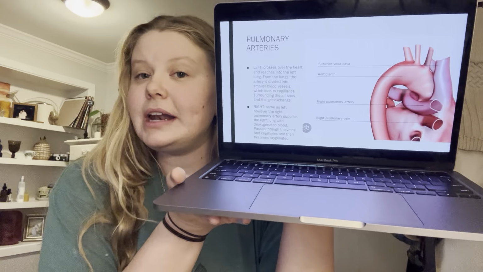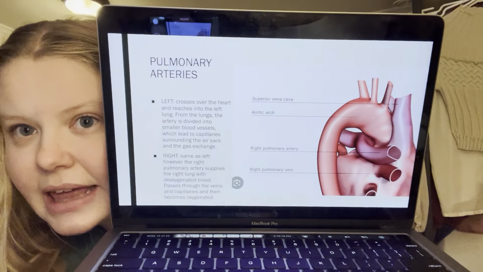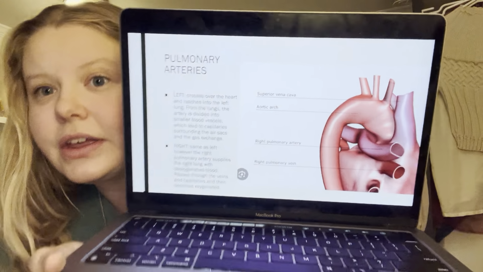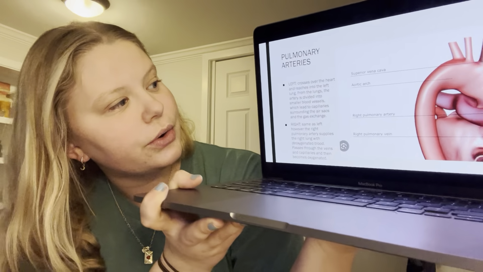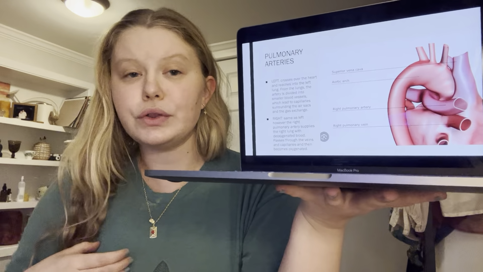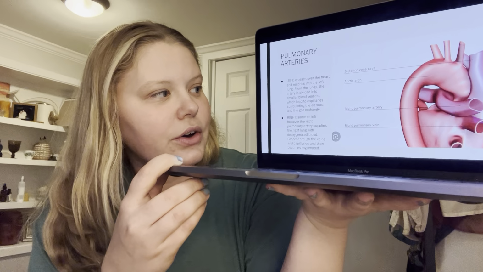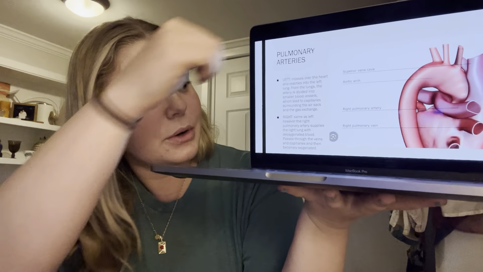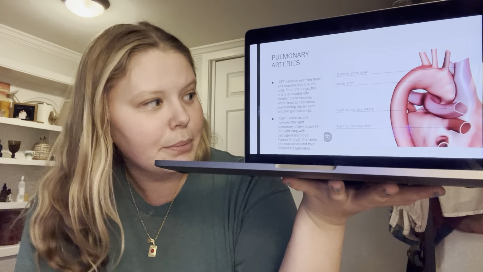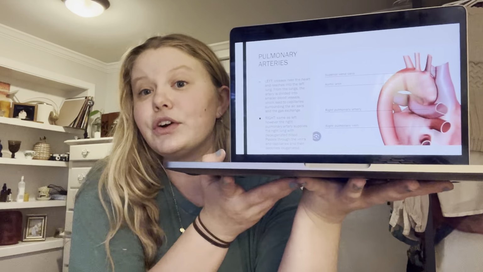Next, we have the pulmonary arteries. So you can see that highlighted in this picture. There are a left and a right pulmonary artery. The left crosses over the heart and it reaches into the left lung. From the lungs, the artery is divided into smaller blood vessels, which lead to capillaries surrounding the air sacs for gas exchange.